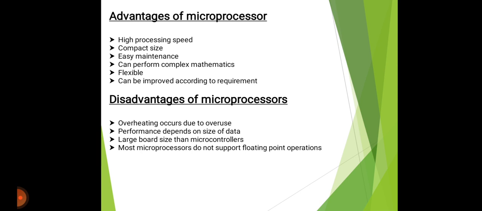What are the disadvantages of a microprocessor? The disadvantages are overheating due to overuse. Performance depends on the size of data, and it has a larger board size than microcontrollers. Most microprocessors do not support floating point operations. These are the advantages and disadvantages of microprocessors.